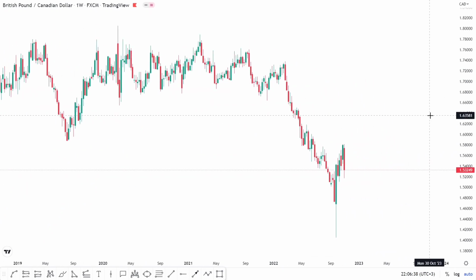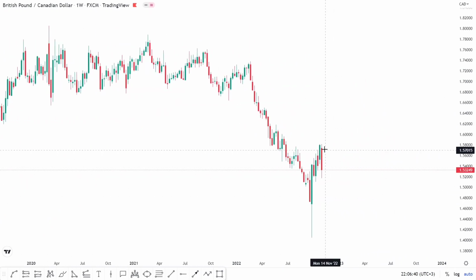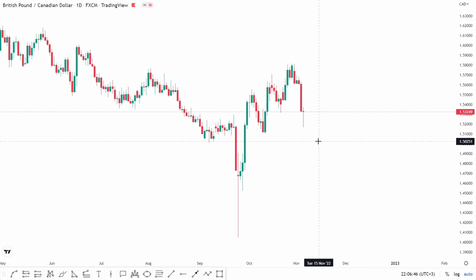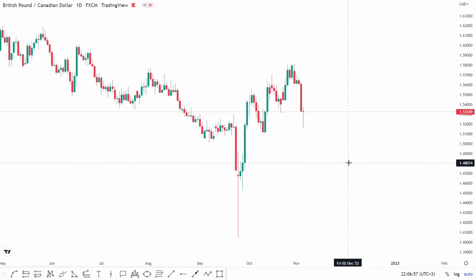GBPCAD on the weekly time frame, the previous week candlestick was very bearish, and then it closed with some sort of small rejection. Same thing on the daily time frame. The previous day, the very last day of the week, which was Friday, the candlestick closed with strong rejection below, which is an indication that the sellers have been rejected here.